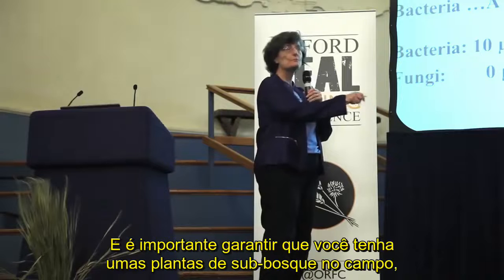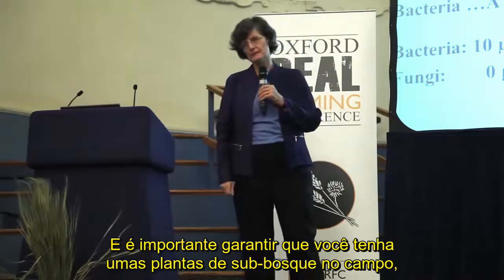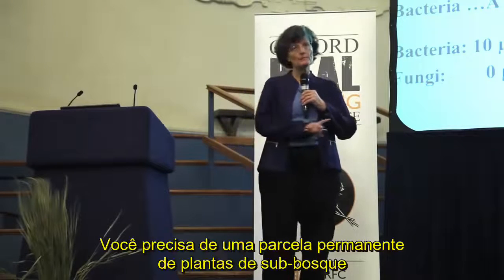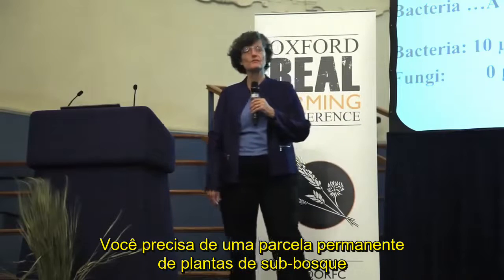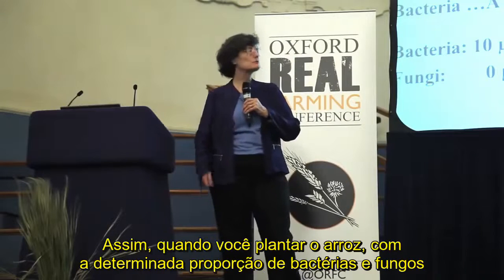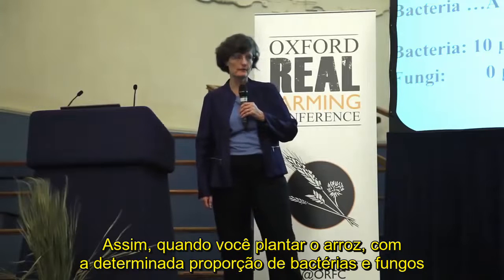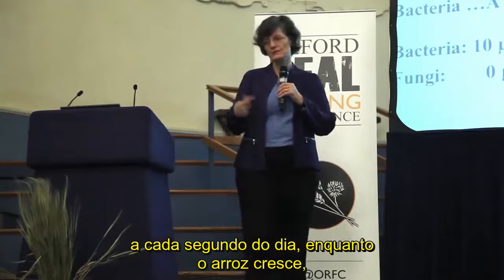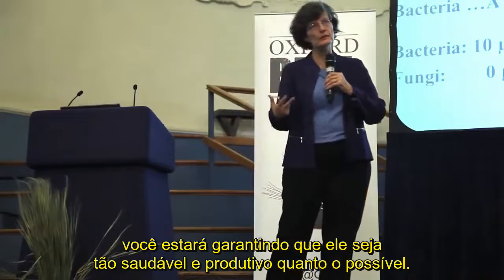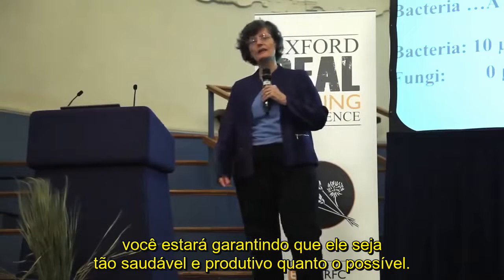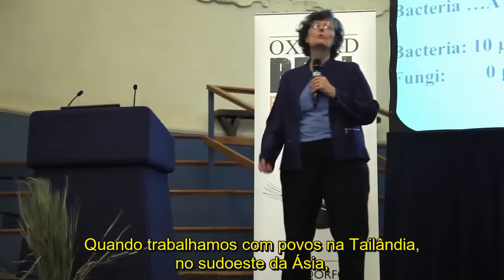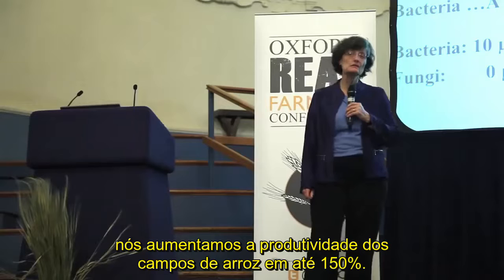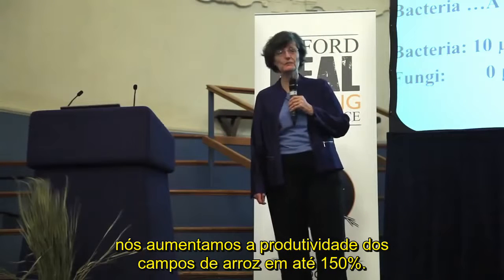Now, if we're in dryland rice, terrestrial rice, right from the very beginning, you better start there. And you better make certain that you have some understory plants in that rice field that are going to fix nitrogen. You want a permanent understory set of plants that are constantly going to be fixing nitrogen. So when you plant your rice in there, at this ratio of fungi to bacteria, every second of every day while that rice is growing, we're going to be making certain it's as healthy and as productive as it possibly can. When we've worked with people in Thailand, when we've worked in Southeast Asia with folks, we increase yields in the rice fields by 150%.